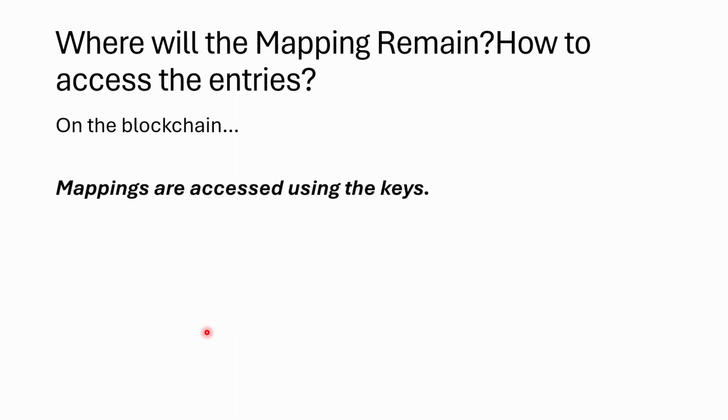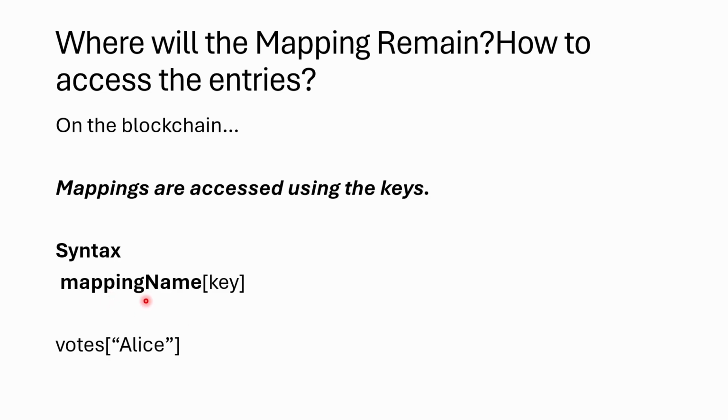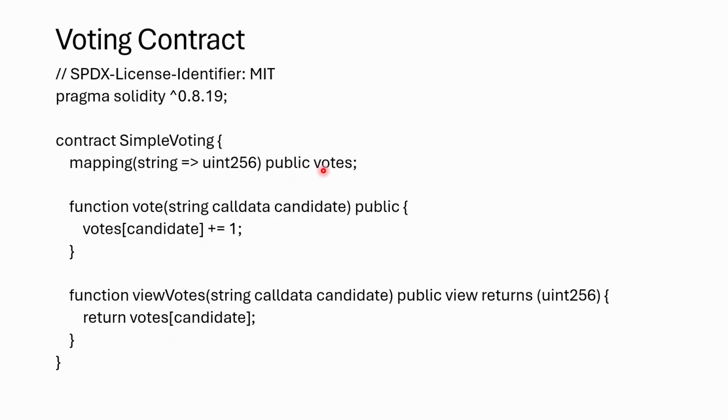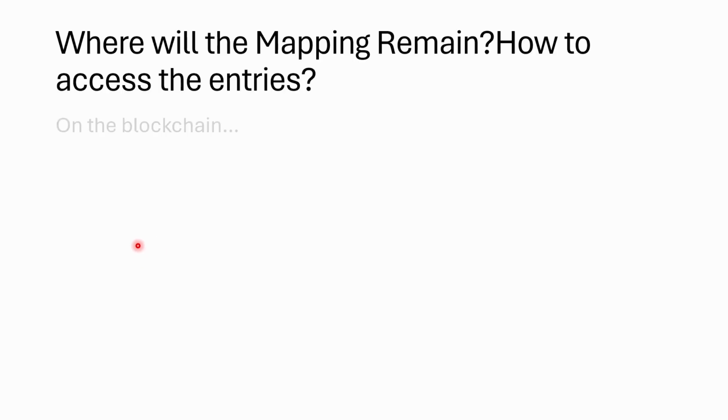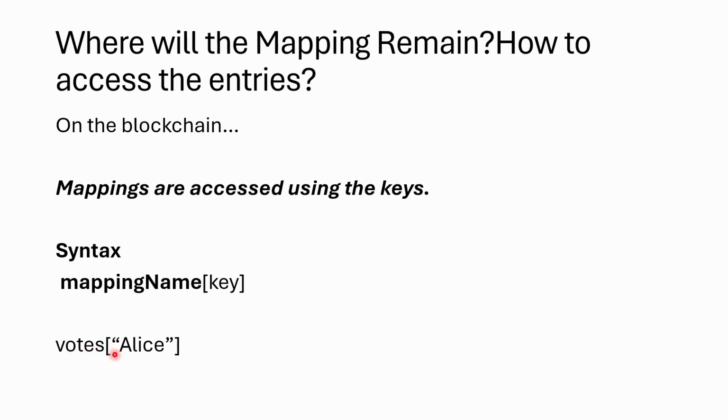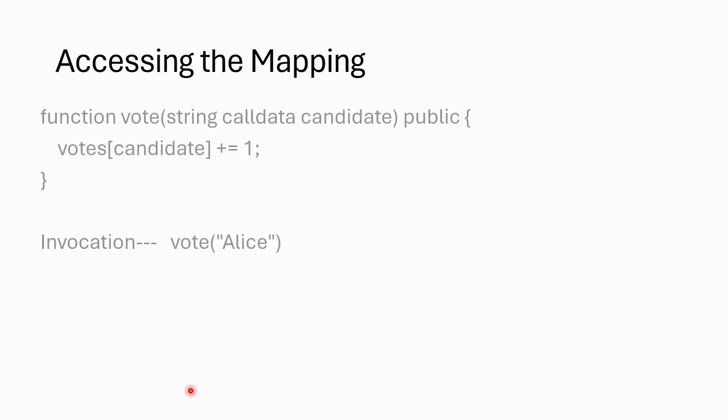Now, how can we access entries? The values within a mapping can be accessed using the keys. The syntax for accessing is the mapping name followed by the array index operator, and within that you have to give the key. In our case, our mapping name is votes. It is keyed using the name of the candidates. So if you want to see the votes Alice got, you have to refer like this: votes, then the array indexing operator, with "Alice" in double quotes. Now, how do votes get incremented?